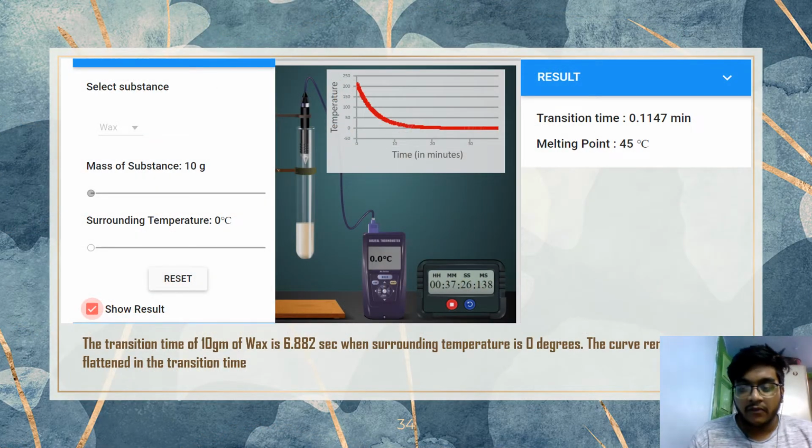Firstly, I have taken the mass of substance as 10 grams and the surrounding temperature as 0 degrees Celsius. And the transition time of 10 grams of wax is 6.882 seconds when the surrounding temperature is 0 degrees Celsius. The curve remains flattened within the transition time. Here we can see the curve. The curve becomes flattened at this point, and the melting point I got is 45 degrees Celsius.